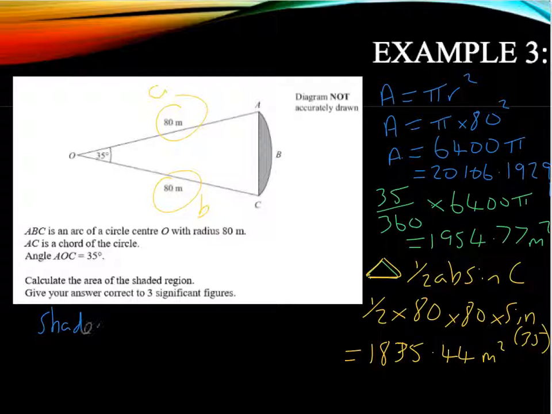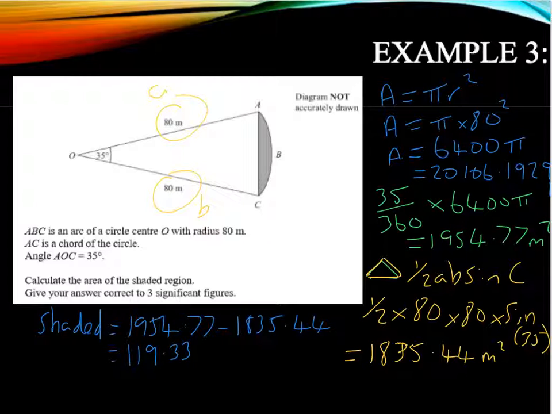So the shaded part is 1954.77 minus 1835.44, and that should leave me with whatever I've got left. Okay, again, let's just do that on our calculator nice and quickly. 1954.77, take 1835.44, gives me 119.33. But we want our answer correct to three significant figures, so that leaves us with 119 meters squared as our final answer.